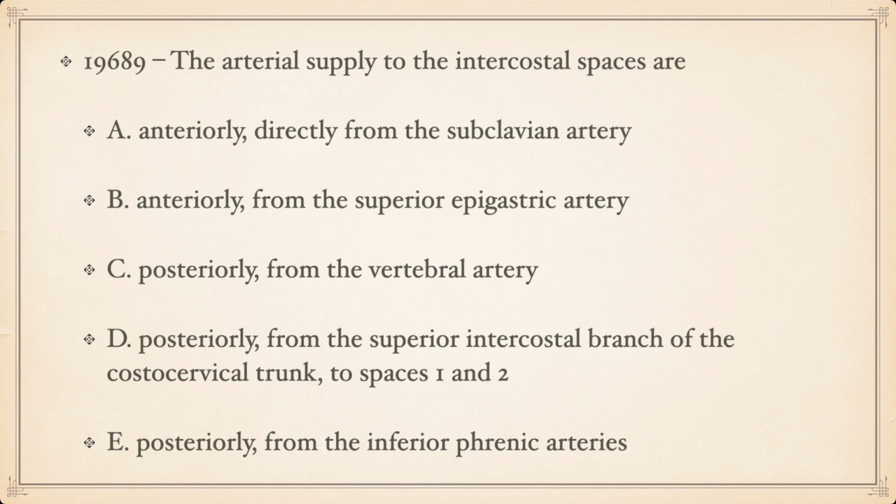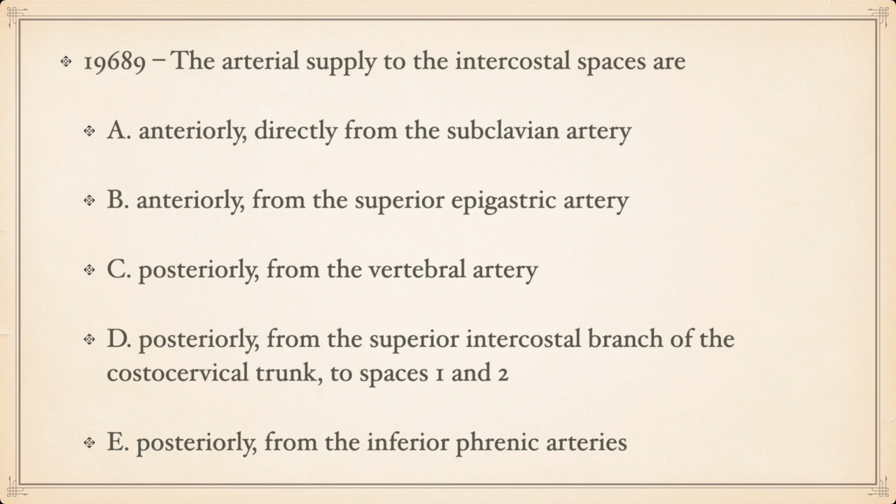Another one, the anterior supply to the intercostal spaces is, this is a type A, so it's a multi-choice, and this is the same thing that we spoke about before. So posteriorly from the superior intercostal branch of the costocervical trunk to the first 2 spaces, which is D, and so we'll go through the other ones. A is incorrect. Anteriorly directly from the subclavian artery, no, it's from the internal thoracic artery, which is a branch of the subclavian.